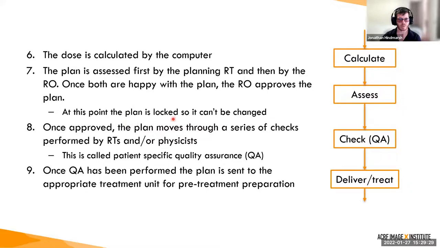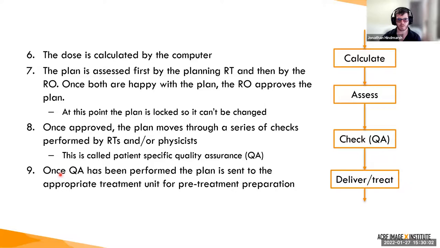And once it's been approved, it moves through a series of checks performed by radiation therapists and or physicists. Generally, these are termed quality assurance, patient-specific quality assurance, and that's to check that the plan is suitable. There's nothing concerning or that's going to go wrong with its treatment. It's to ensure the quality of the patient treatment and that we've done the planning correctly and the dose calculation.